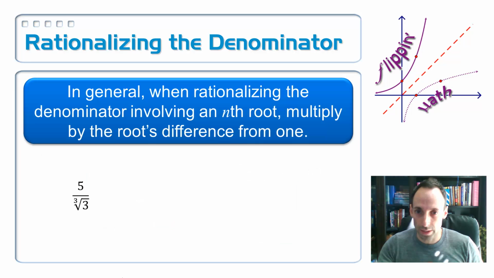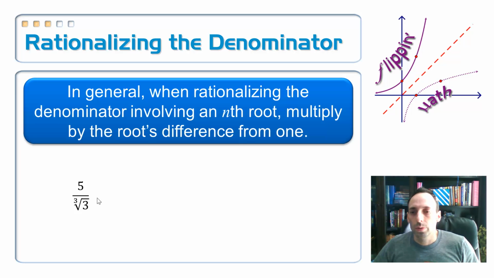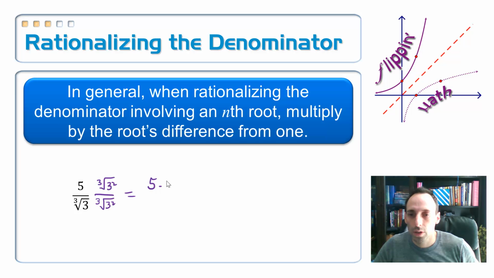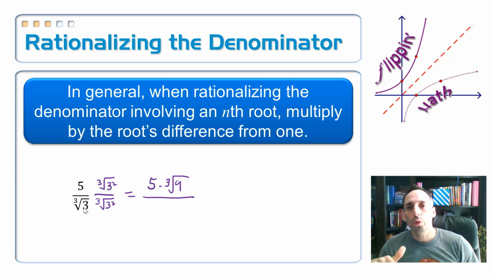So let's take a look at that again with that same example, and I'll just do this one with you. Okay, so remember what we just said is that this is the 1/3 power, so I need to multiply it times the 2/3 power, which is the cube root of 3 squared, on the top and the bottom. So across the top, just multiply it, and I get 5 times the cube root of 3 squared, which is just 9, over, and then the cube root of 3 times the cube root of 3 squared cancel each other out, and they just give me 3 back.